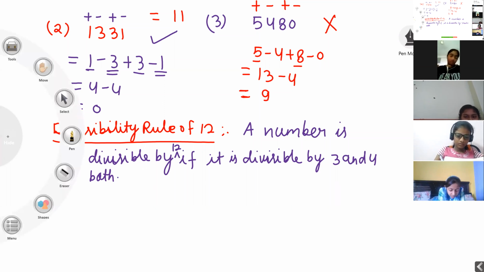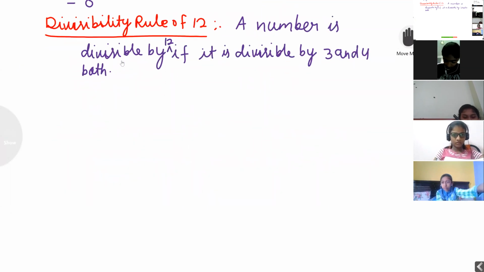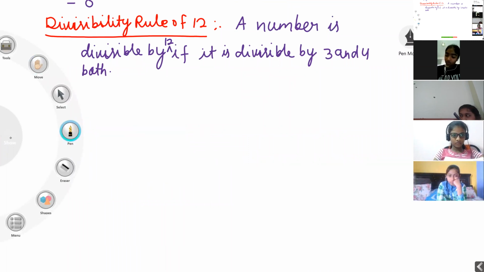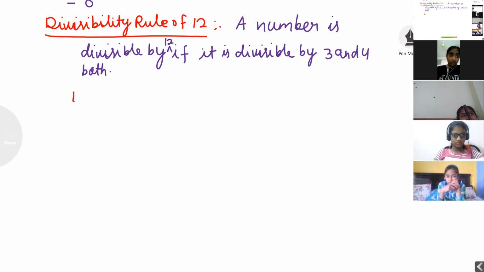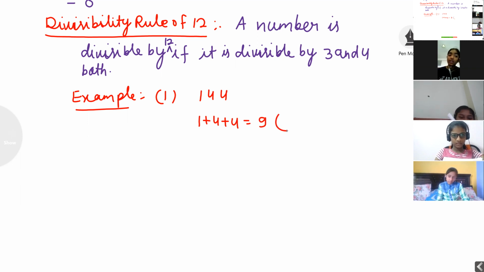Example first, 144. I want to check whether this number is divisible by 3 or not. How to check? Sum of all digits: 1 plus 4 plus 4 is equal to 9. Yes, divisible by 3.